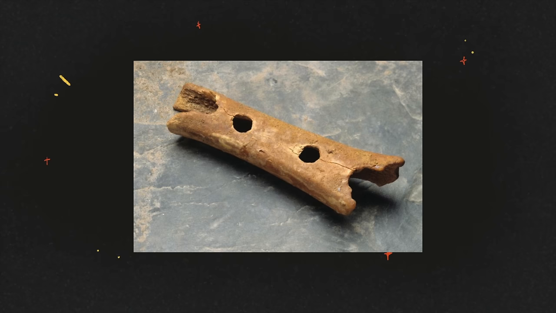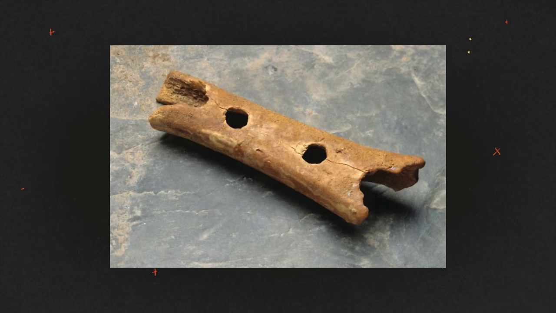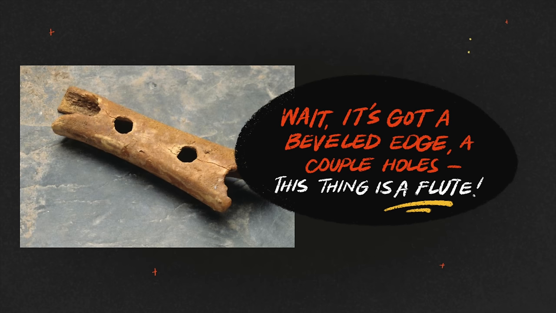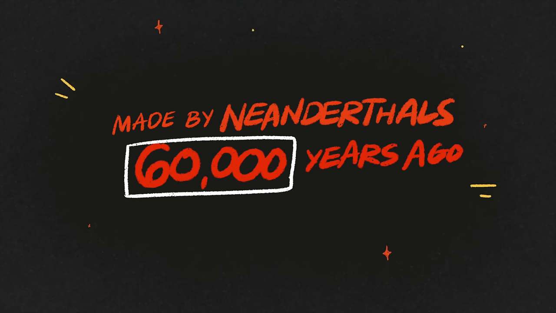It's made of the bone of a bear, and initially scientists thought it was nothing, and then they realized, wait, it's got a beveled edge, it's got a couple holes, this thing's a flute. They got flutes too! And when they dated it, they figured out that this bone flute was made by Neanderthals 60,000 years ago. This is officially the oldest musical instrument in the world, but you want to hear something crazy?